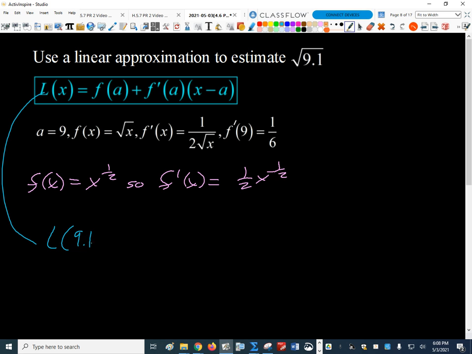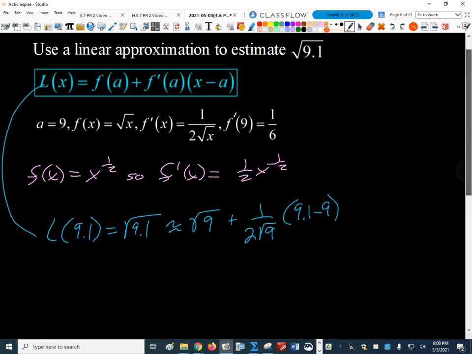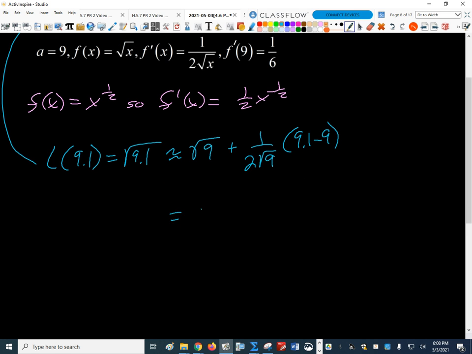So this is going to become L of 9.1, which is the same thing as the square root of 9.1, is approximated by the square root of 9 plus 1/2 times the square root of 9 times 9.1, the value of x that we're inputting, minus 9. So what's that give us? 3 plus 1/6 times 9.1 minus 9, which is 0.1.